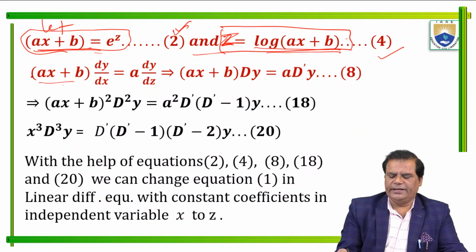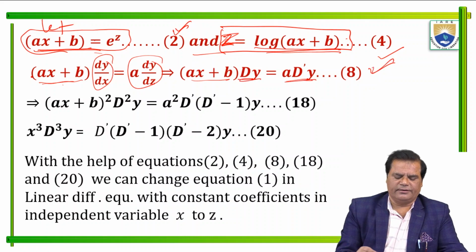Now we find the next formula with the help of equations 2 and 4. We have proved equation 8. So what is formula 8? (ax+b) dy/dx equal to a dy/dz. So (ax+b) dy/dx is Dy and dy/dz is D dash y. This is equation 8, clear. (ax+b) whole square D square y equal to, we have proved, a square [D dash minus 1] D dash y.